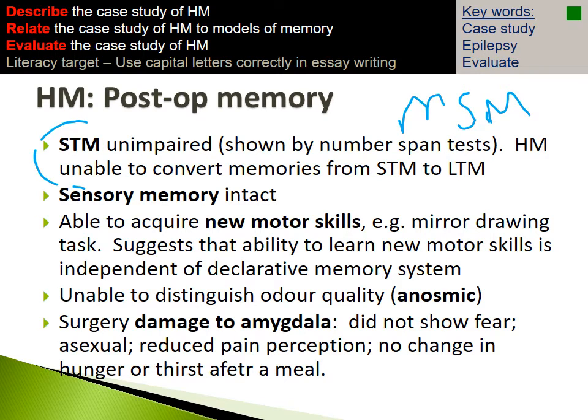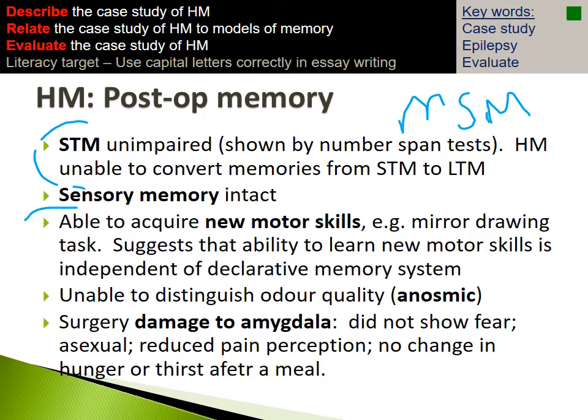His sensory memory was intact. He was able to acquire new motor skills. There's quite a famous experiment with HM where he had to try and draw a star while looking into a mirror, and as much as he couldn't remember ever doing the task before, he did get progressively better every time that he did the task.